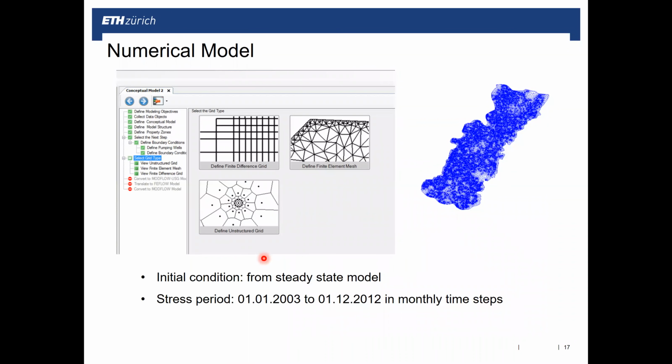After inputting all the data in the model, we need to discretize the whole model area. Here in Visual MODFLOW Flex, it has the finite difference method, finite element, and also the unstructured grid method. So here we use the unstructured grid finite volume method to develop this numerical model. And for the initial conditions, we use the result from the steady state model, and later I will also explain the data about the steady state model. The whole model period is from the beginning of 2003 to the end of 2012.